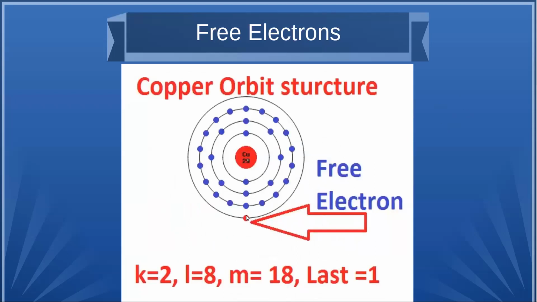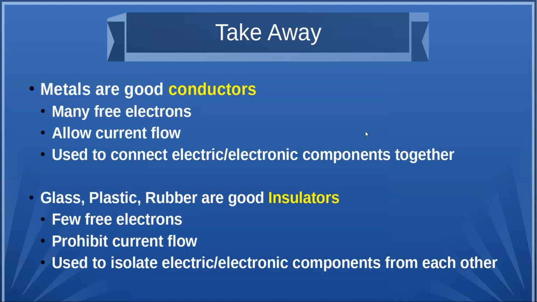Copper has one also, but it's only got 4. So it's much closer. It's more tightly bound, so it's harder to get it to be free. Okay, so most metals are good conductors. Silver's the best, copper's next, most commonly used because it's cheaper than silver, because it's got many free electrons. It allows current flow, and that's what we use for connections between electronic components.